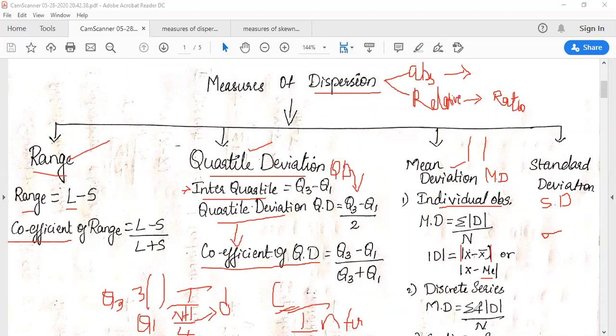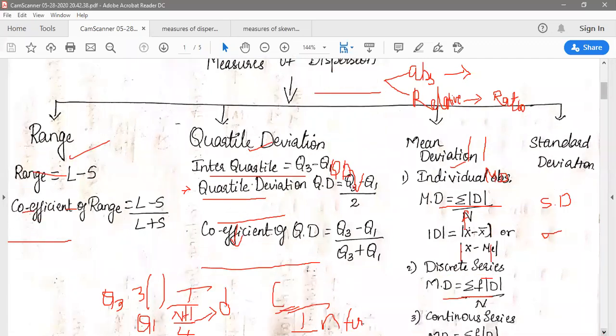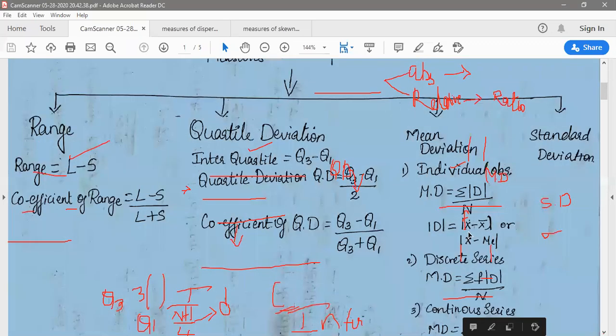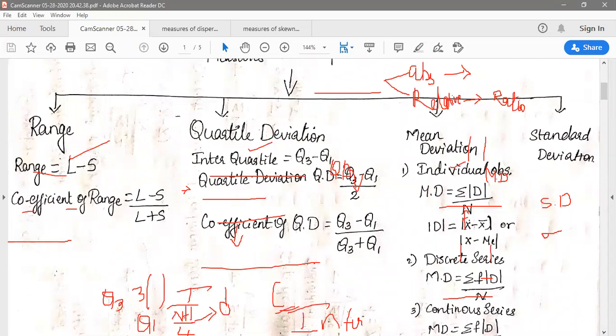Next, you have discrete series. In discrete series, you will have frequency. So you will just be adding f in between summation and modulus d. So summation f modulus d by n is the formula for discrete series. And again here modulus d is nothing but the deviations that we take, x minus x bar or x minus median.